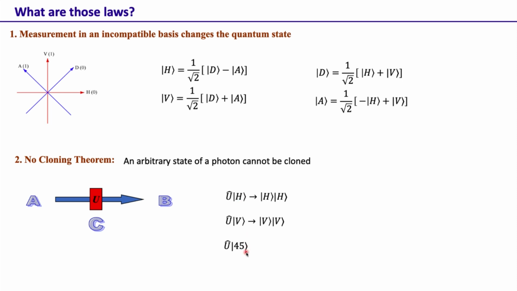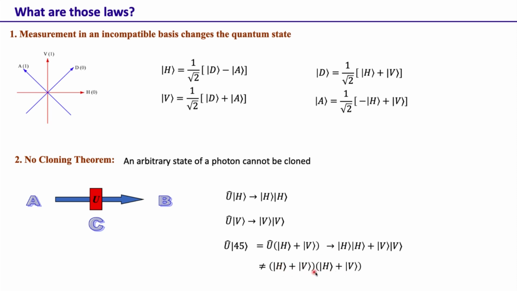Now, if a machine can generate two photons for each of vertical polarization and horizontal polarization, let's see what happens if we send in a 45-degree polarized photon. This 45-degree polarized photon we can write as H plus V. Now we know U acting on H gives us two horizontally polarized photons, U acting on V gives us two vertically polarized photons. So we will get HH plus VV. But this HH plus VV is not what we intended, because this HH plus VV is not equal to H plus V and H plus V, because that's a 45, that's a 45.